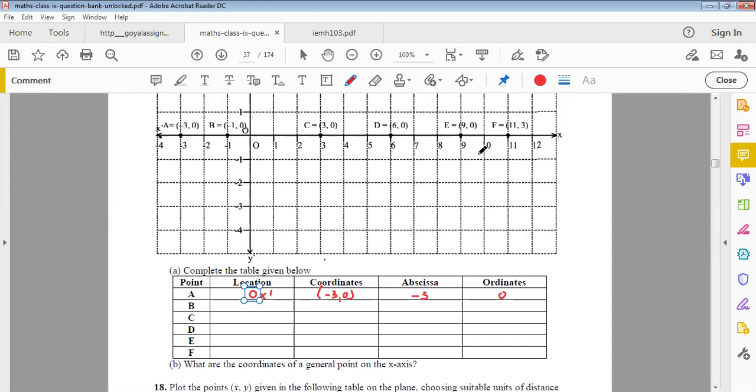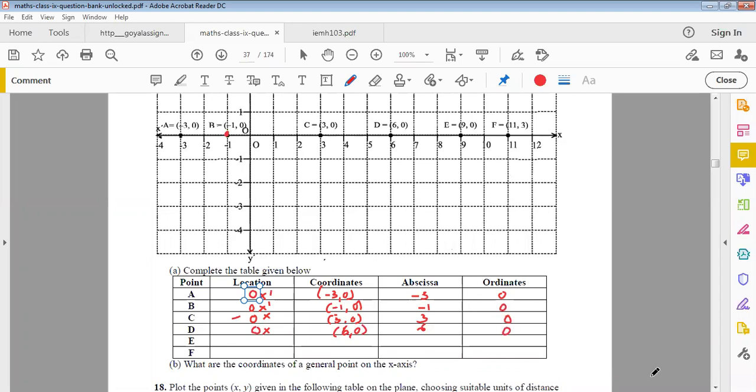And point B, here it lies on OX dash, on the negative x-axis. So this one also is -1, 0, and abscissa -1, and ordinate will be 0. Point C also lies on the positive x-axis, so OX, and the location will be 3, 0. And abscissa will be 3, ordinate will be 0. Then D point lies on the positive x-axis, so I can write OX, and the point will be 6, 0, and abscissa will be 6, ordinate will be 0.